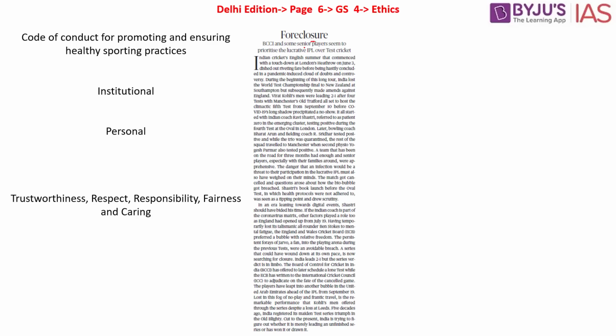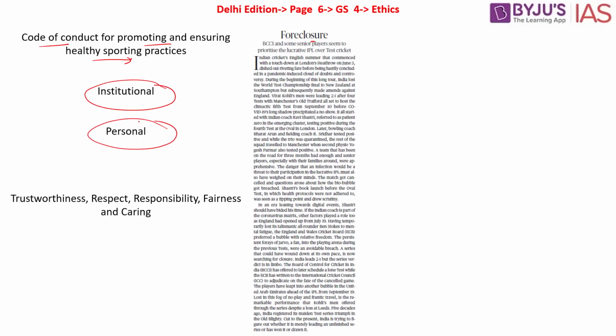So when it comes to sport, it is a collective effort where there is an individual player, there are coaches, there are associate team members as well, all come together, which provides an opportunity for social interaction. So what is the definition of sports ethics? When we look into the definition of sports ethics, it basically stands for code of conduct for promoting and ensuring healthy sporting practices. This can be broken down into two compartments. One is what is called as the institutional level, the other is the personal level.